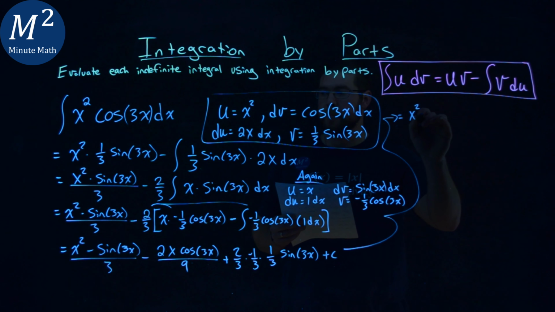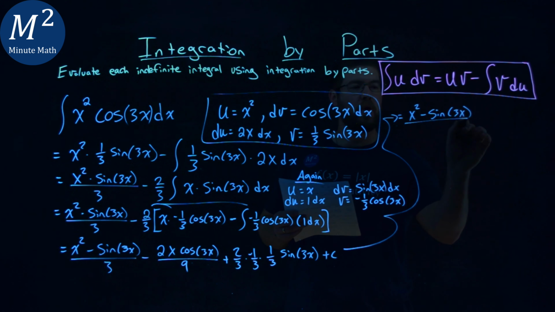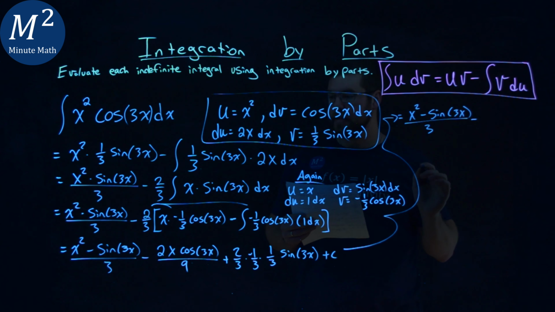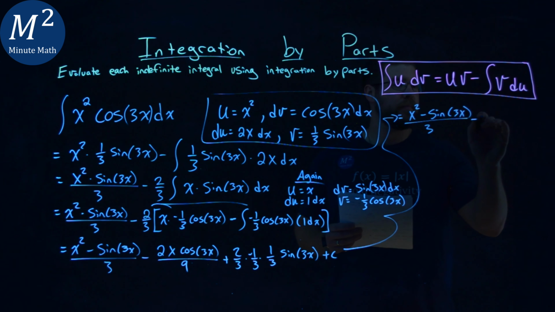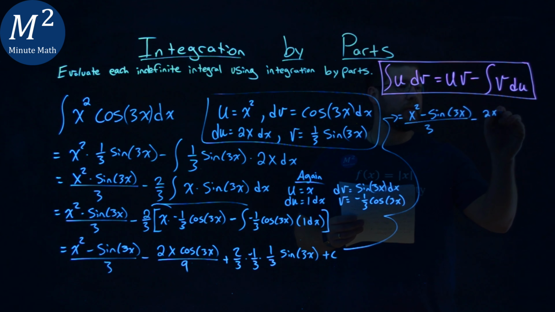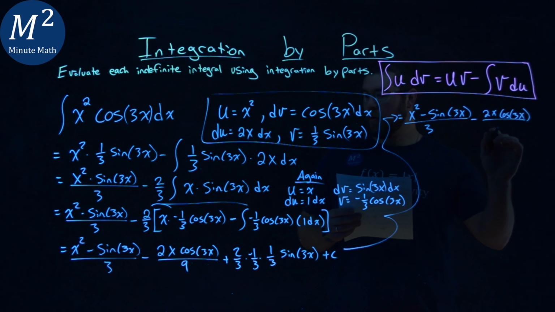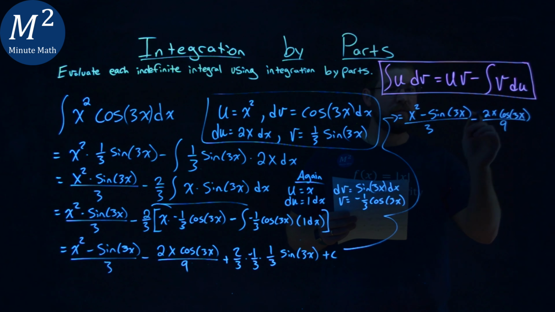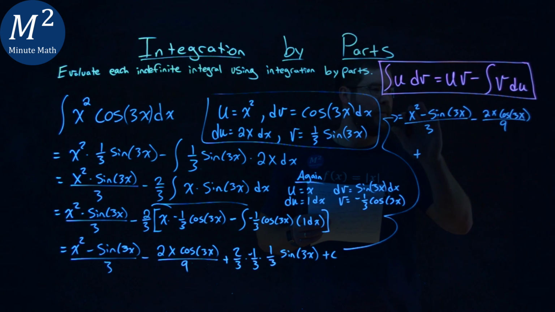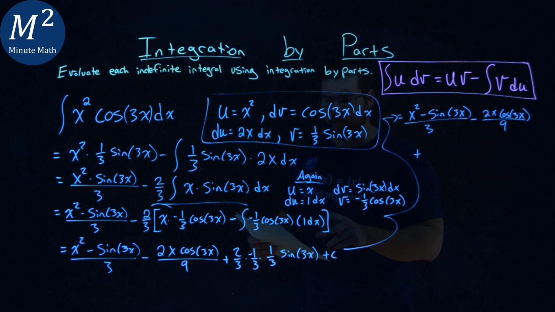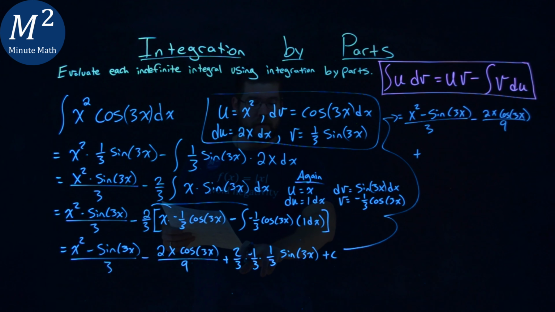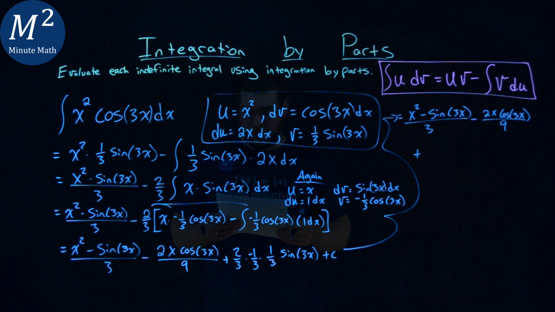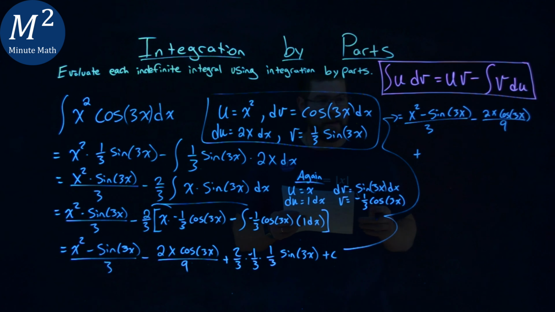x squared minus the sine of 3x over 3 minus. The second one stays the same, 2x times the cosine of 3x over 9. And I'm going to go off, so I'm going to add it here. So remember, this is all one function here, or equation. We multiply this out. We have 2 times a negative 1 times a 1 is a negative 2, so we have actually minus here.